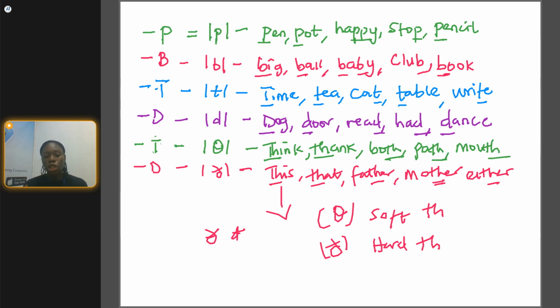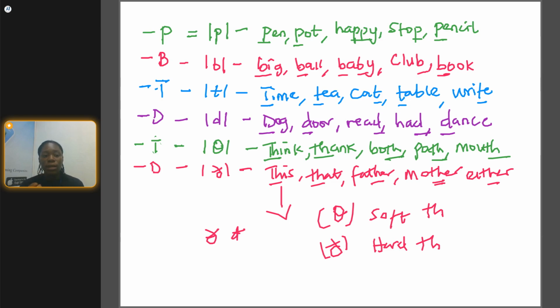Z and J. All right. So we started looking at the consonant letters and the consonant sounds one after the other, and we started with sound P, letter P giving us sound P. And we looked at examples like pen, pot, happy, stop, pencil.